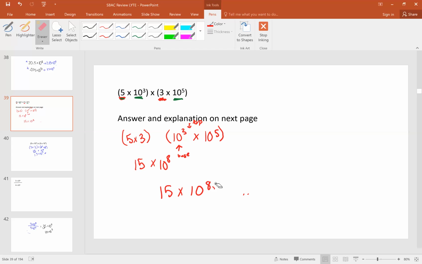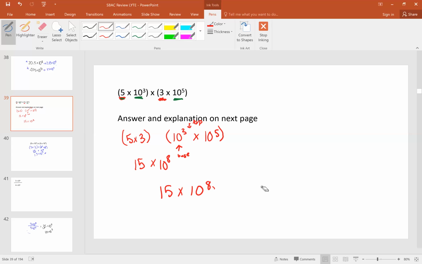Unfortunately, as we learned in the previous slides, I can't just leave it as 15 times 10 to the 8th because 15 is not a number between 1 and 10. So what do you think I'm going to have to do to solve the last step of this problem? Feel free once again to pause the video.